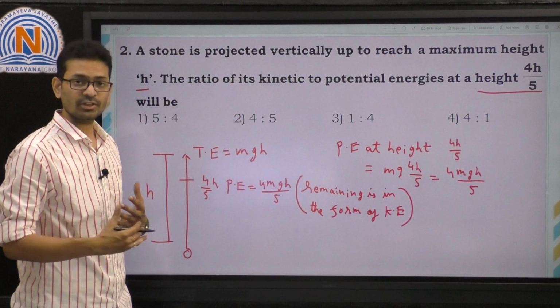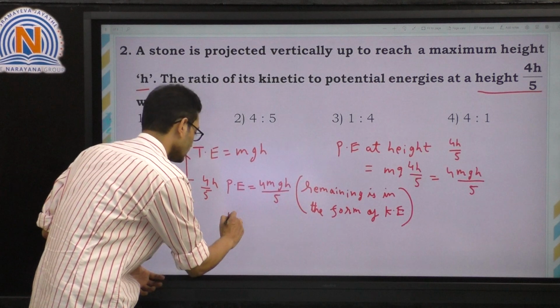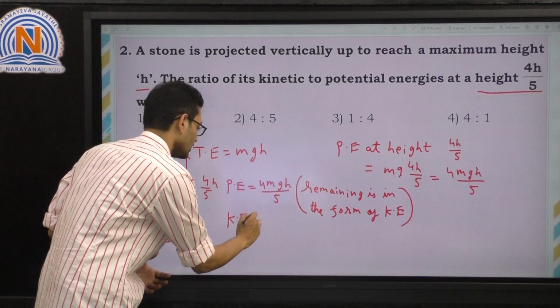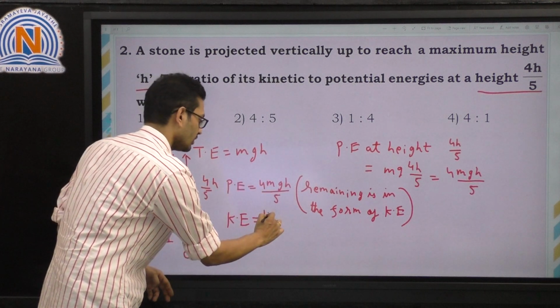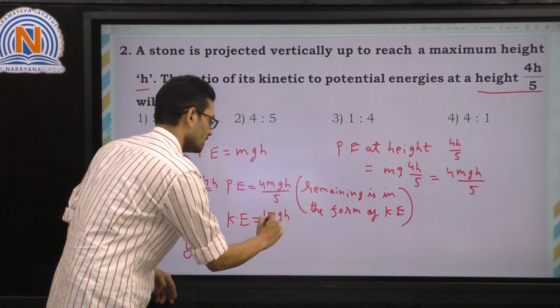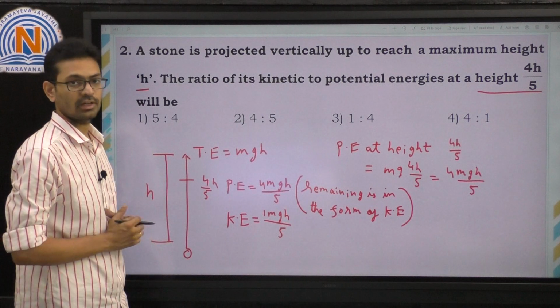Now what is the rest of the energy which is left over here? At this particular point, out of 5, 4 is completed, so 1 mgh is still left over out of 5. This is in the form of kinetic energy.